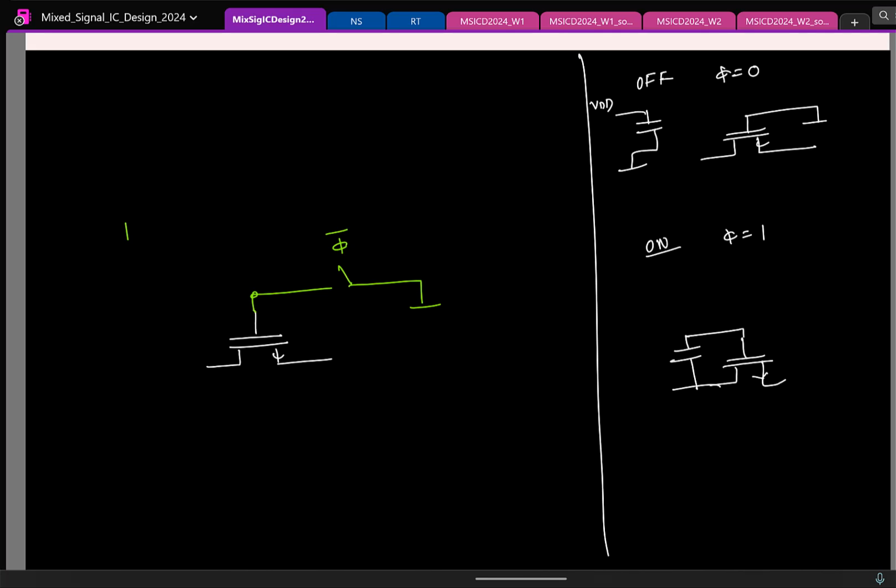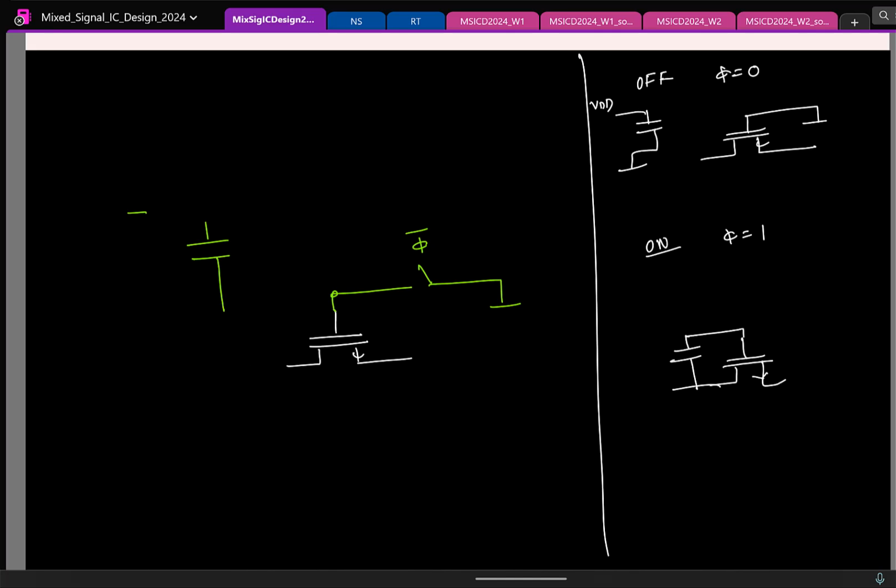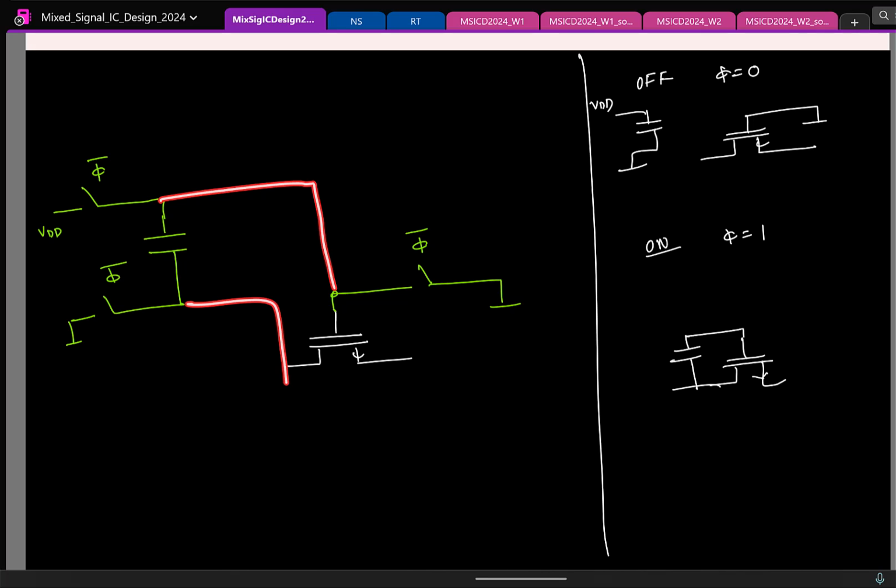Similarly, the capacitor has to be charged. So I'll go and put a switch. Again, this should also be clocked at phi bar. Fine. Now when the switch is on, I want the capacitor to be put across this. What do I do? I need to put another switch. So we need 2 more switches.